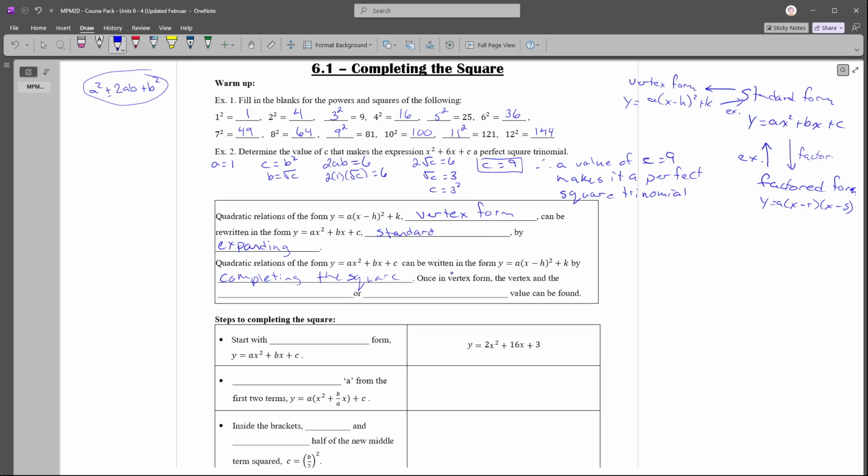All right. Once in vertex form, we can find the vertex. We can find the max or the minimum with that vertex information.